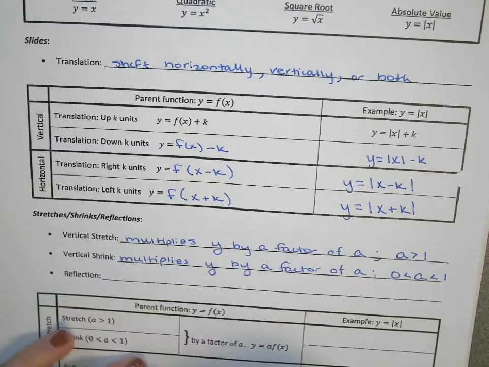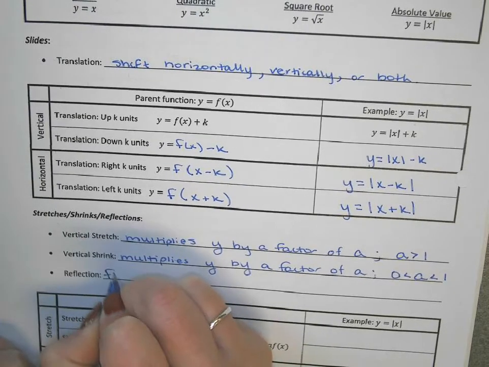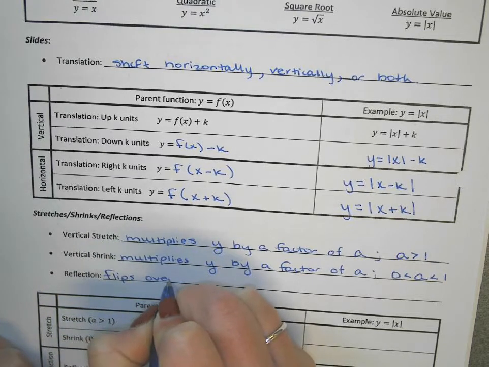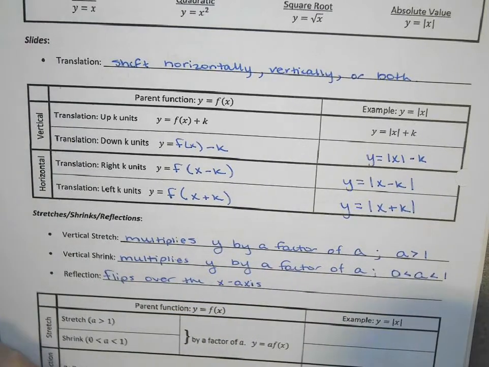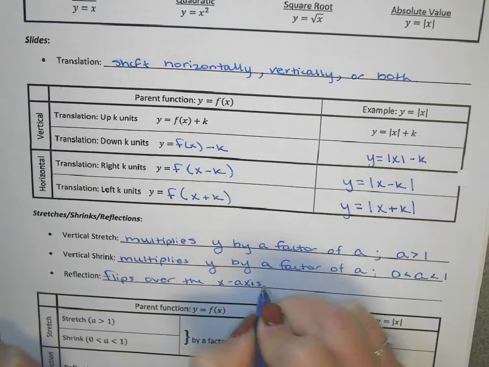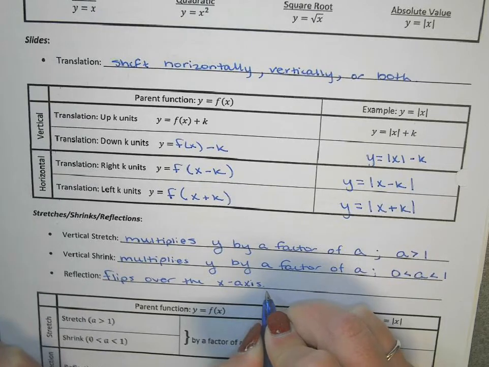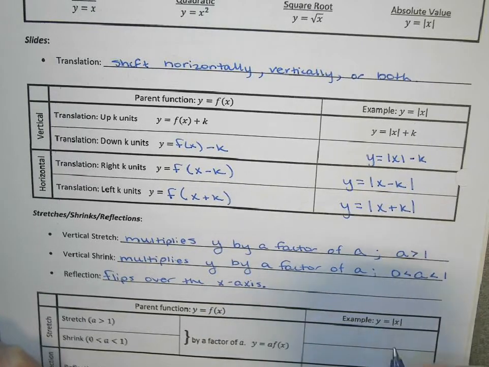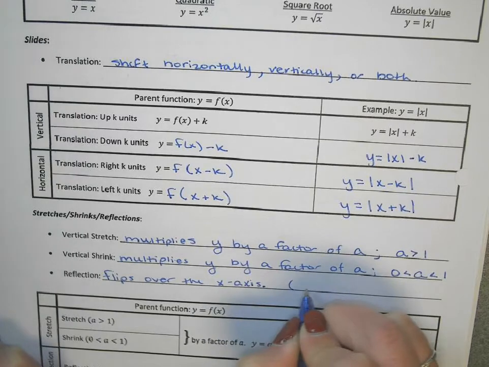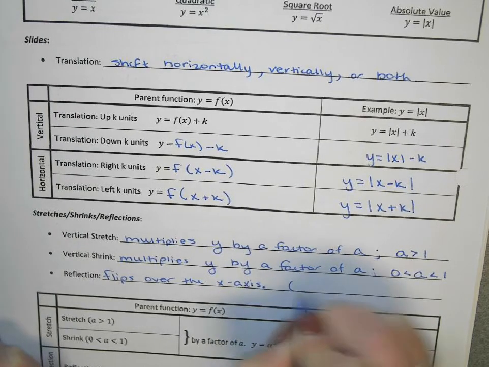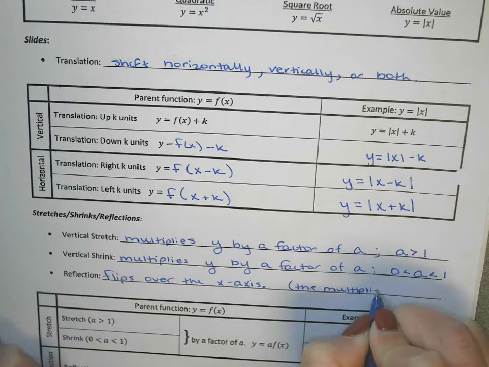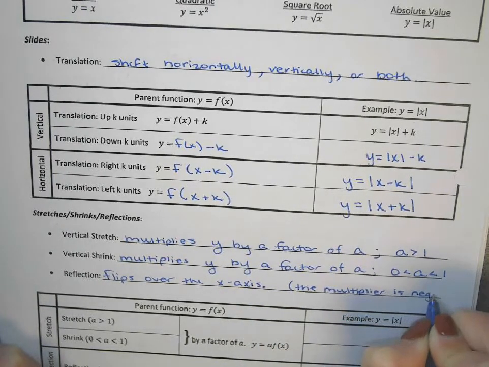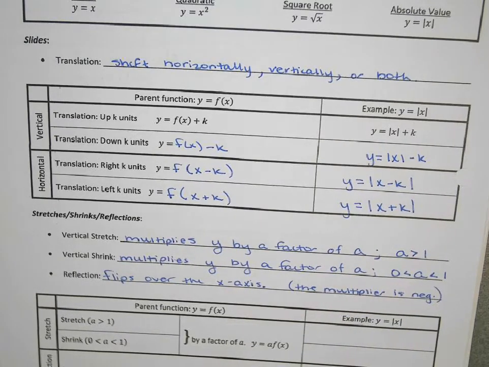If you do a reflection, it's going to flip. This flips over the x-axis, which is when you get that upside down V, or that mountaintop. Flips over the x-axis. This is when the multiplier is negative. That's when that happens. So if a was a negative value, or if you put a negative sign in front of whatever that a value is.